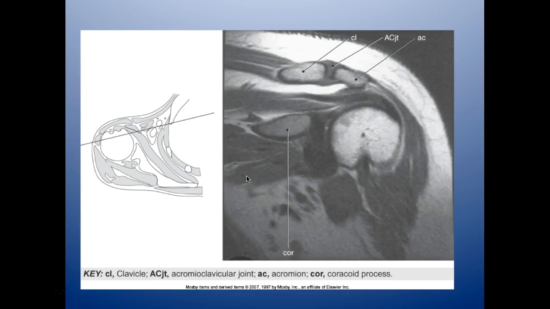Okay, this is a coronal MRI T1. So you can see your clavicle, your AC joint, and your acromion. This is your coracoid process right here.